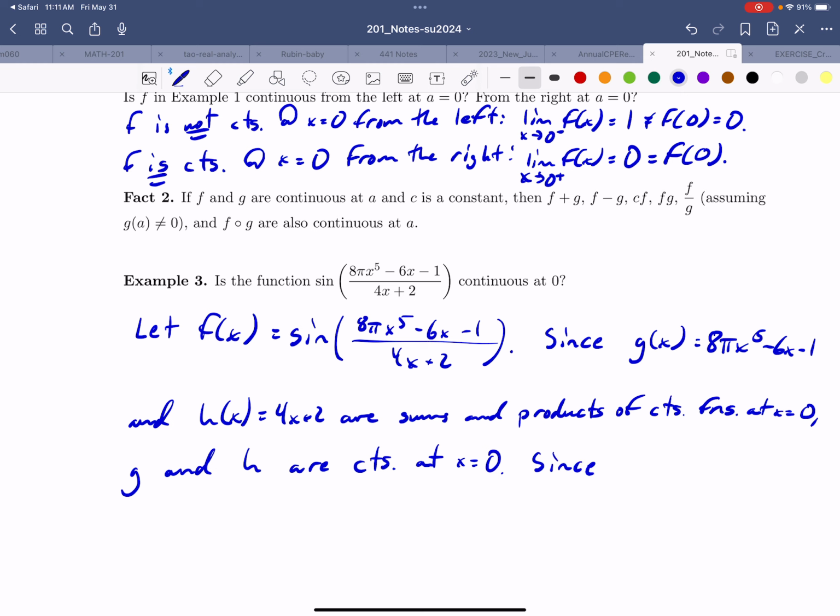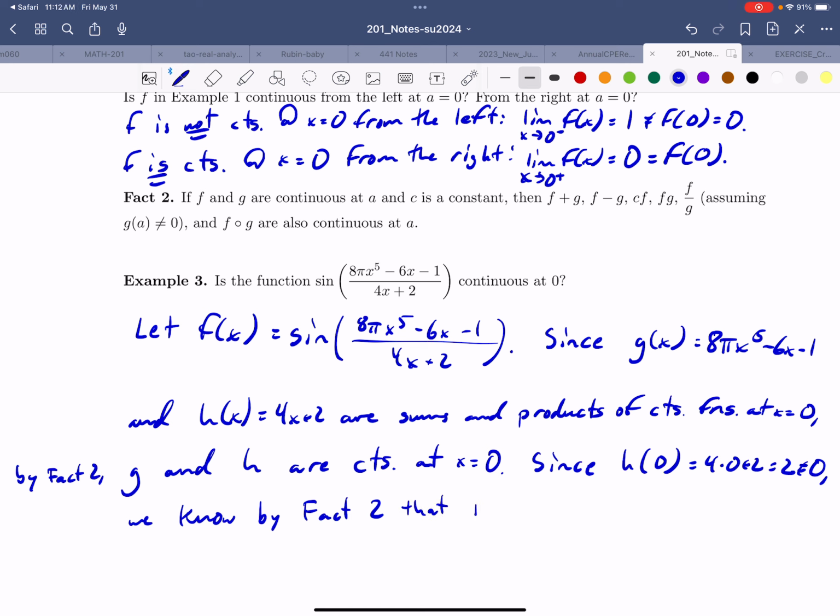Since h of 0, which equals 4 times 0 plus 2, which equals 2, does not equal 0, we know by fact 2 that g of x over h of x is continuous at x equals 0.